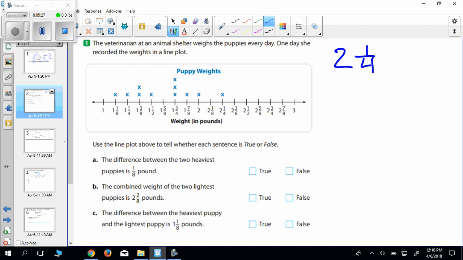Now the second heaviest puppy, you would have to go this way until you reach an X, and that's 2 pounds. So if you subtract, 1/4 minus nothing is 1/4, and then 2 minus 2 is 0. So the difference is 1/4 of a pound. So obviously A is incorrect.